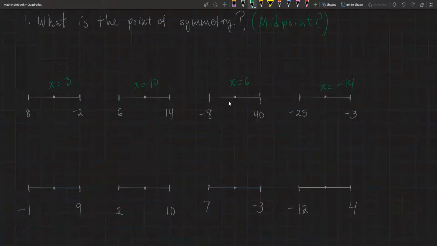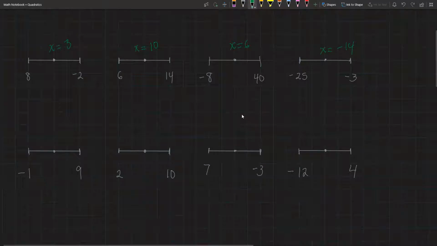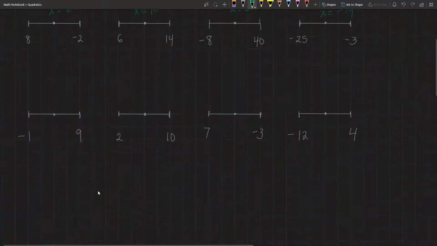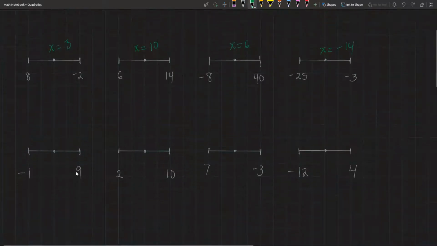That's negative 14. And you can always check that there is 11 units to the right of this and 11 units to the left. That's one way to check. It's not always the same number of units, but check that if you prefer. What's the average of negative 1 and 9? It is 8 divided by 2, which is x equals 4.